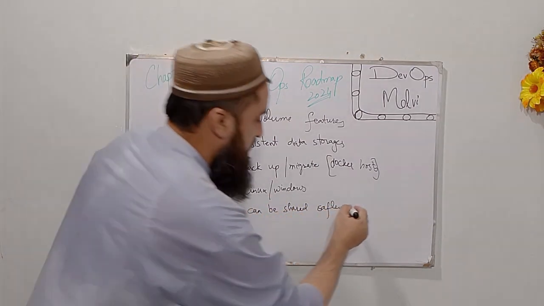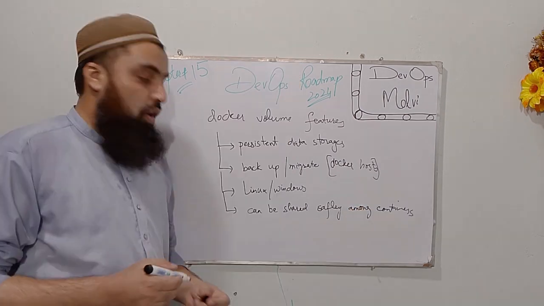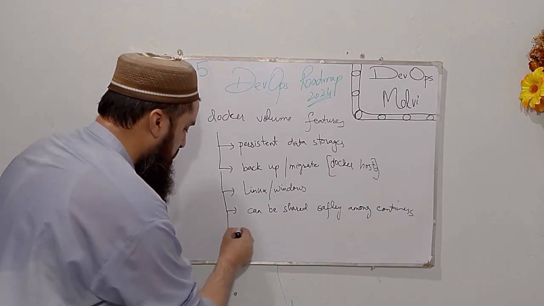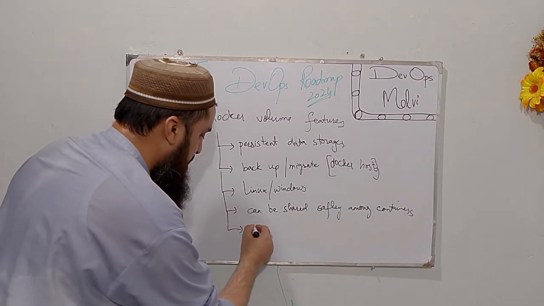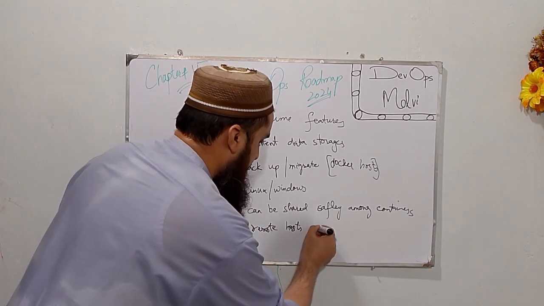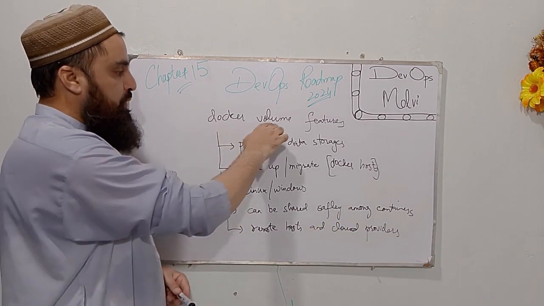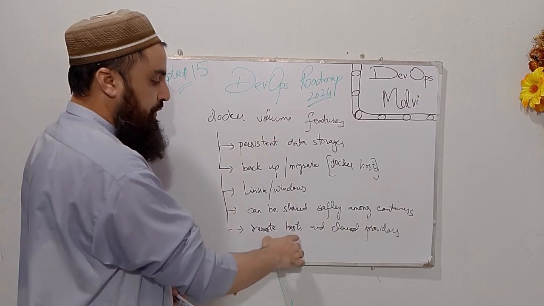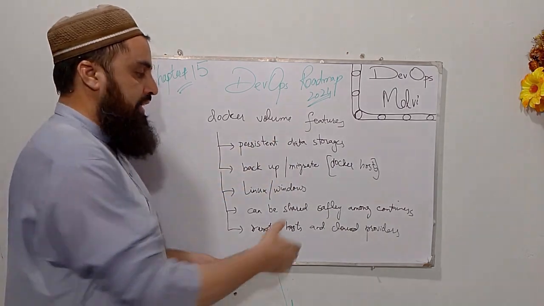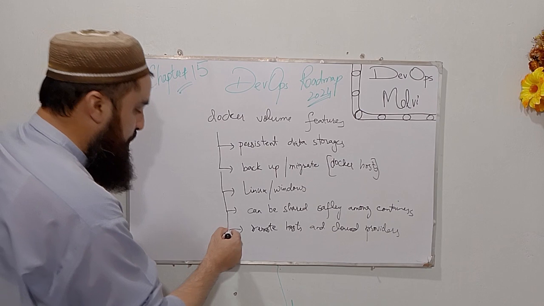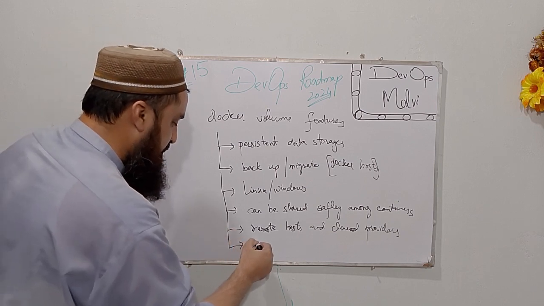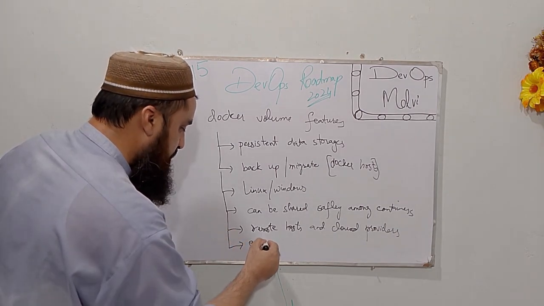So it means that Docker volumes can be shared safely among different containers. Also, we can store volumes on remote hosts and cloud providers. It means that with the help of Docker volumes, we can store them on remote hosts, other servers, and cloud providers. And also, we can encrypt our volumes.